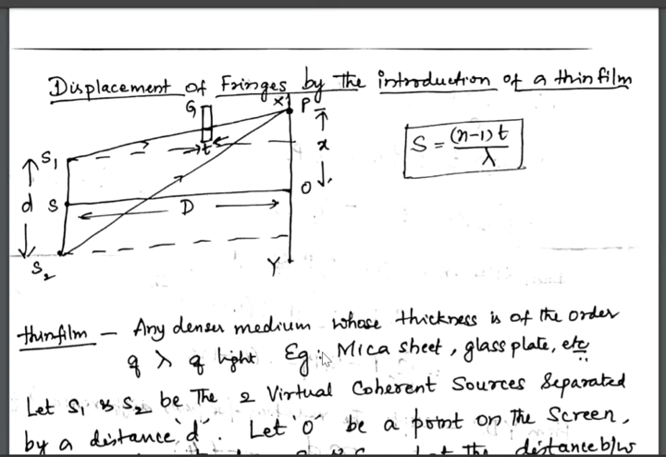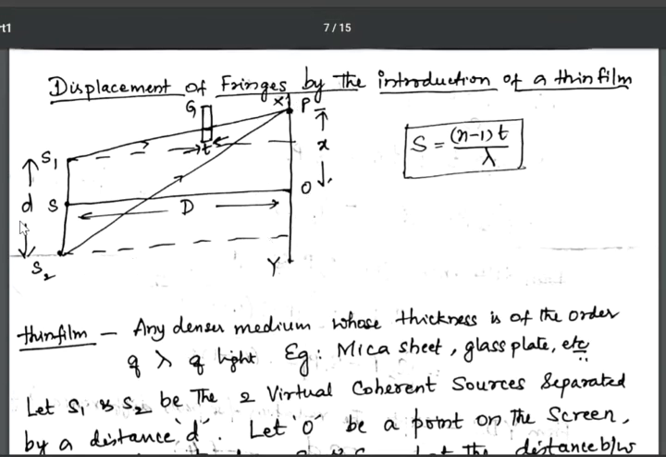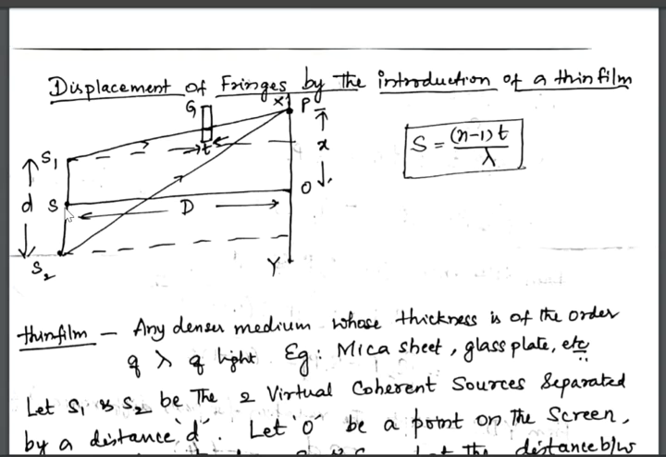Look at this diagram first. S1, S2 are coherent virtual sources. S is a original source or original slit. Small d is the distance of separation between S1 and S2, and capital D is the distance of the screen from the plane of the two slits. That is in Young's double slit experiment. If it is a biprism experiment, capital D is A plus B, the distance between the slit S and the eyepiece.